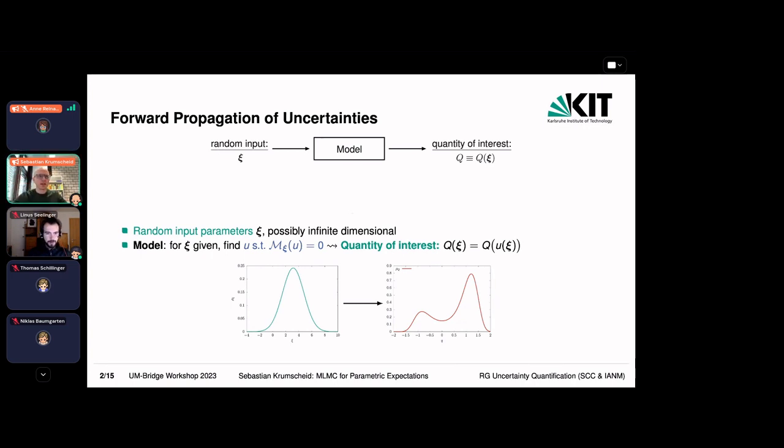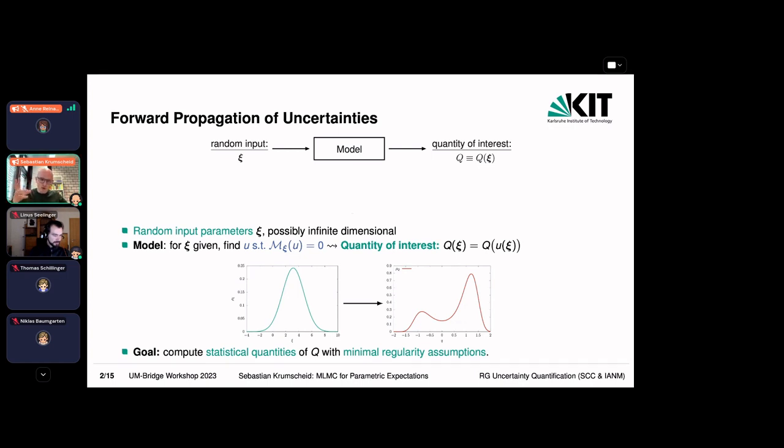So let's recall, we have some density on the input. Our model does something, and we get a certain density on our output. Now, what we want to do is understand the quantity of interest, this random quantity of interest, a bit better. And we would like to make as few assumptions as possible to keep it as general as possible.